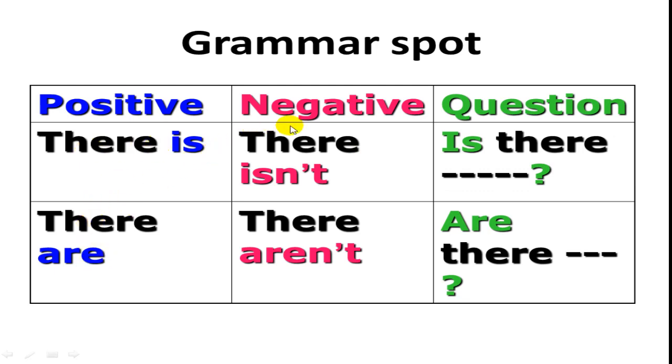There are. Negative, there is. Negative, there isn't. Question, is there? There are. Negative, there aren't. Question, are there? Negative, T soft D.